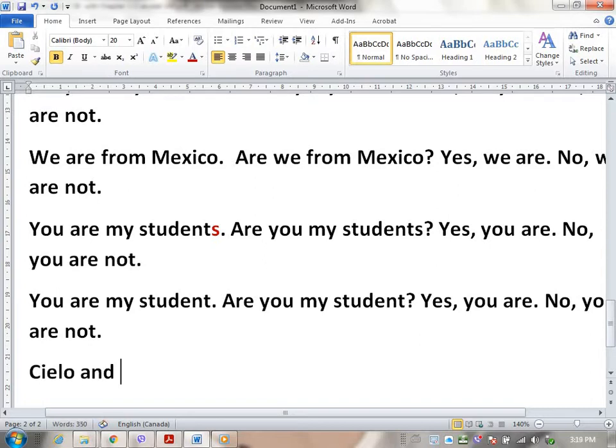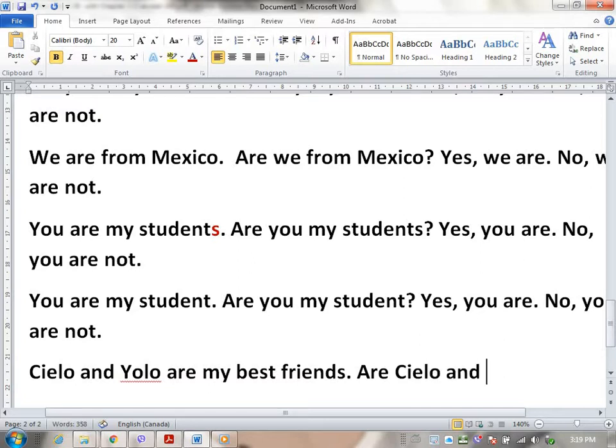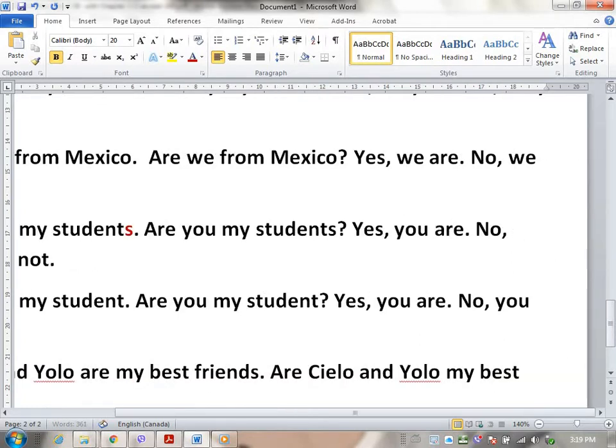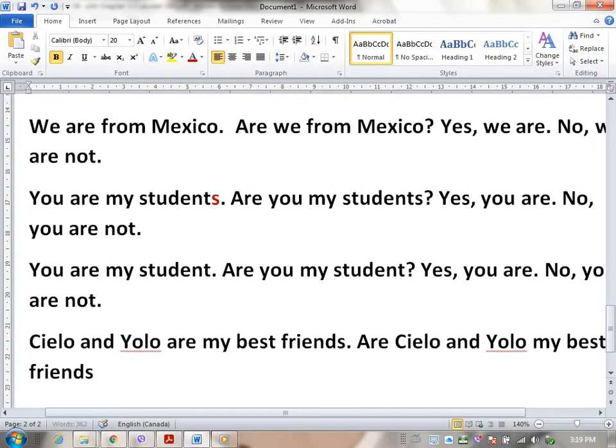When we have 2 things, for example, Cello and Yellow are, because 2 people are my best friends. Then here I have 2 options. I could say Cello and Yellow are my best friends, or they are my best friends.